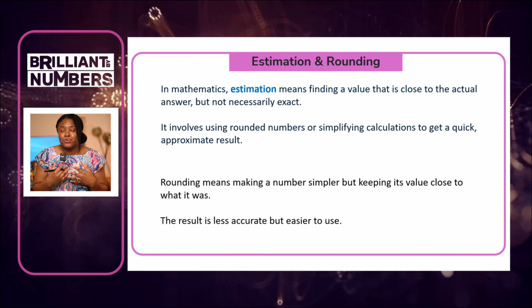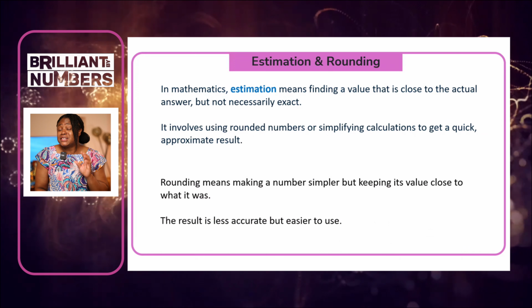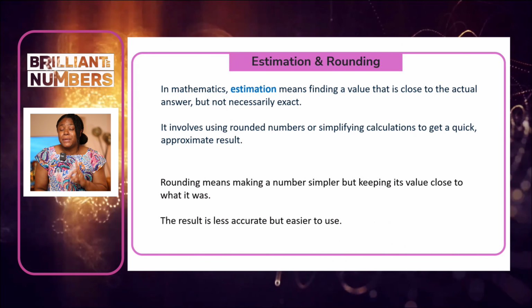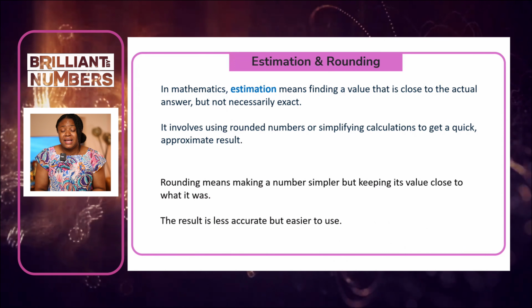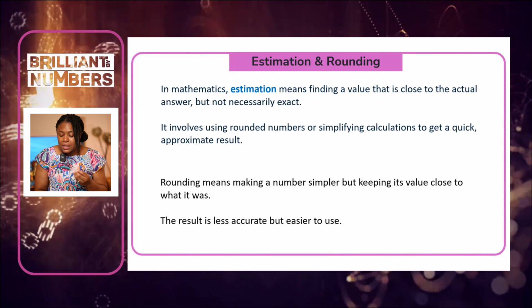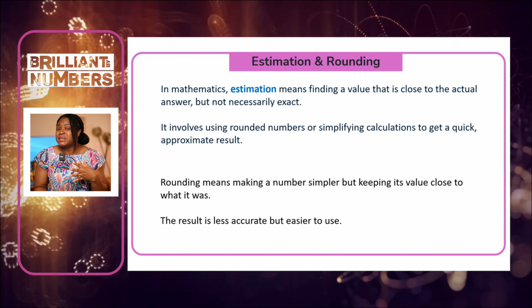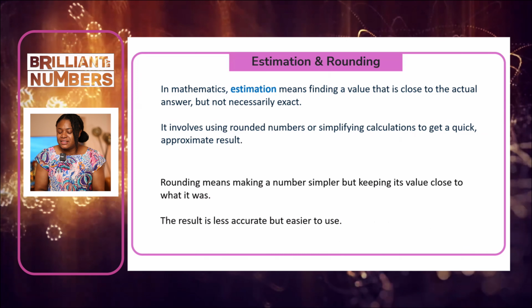Now, when we talk about rounding, this means to make a number simpler but keeping it close to the value that it was. However, the result is going to be a little bit less accurate. Beautiful. Now we're rounding to the nearest integer, so it's important for us to talk about what an integer is.